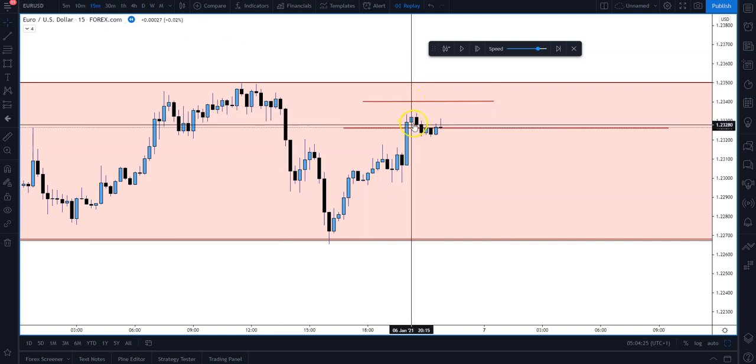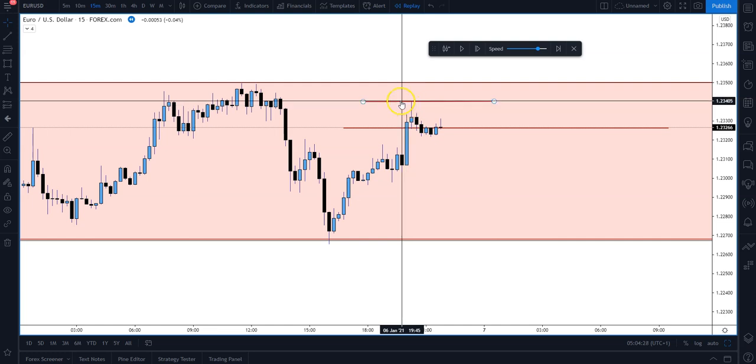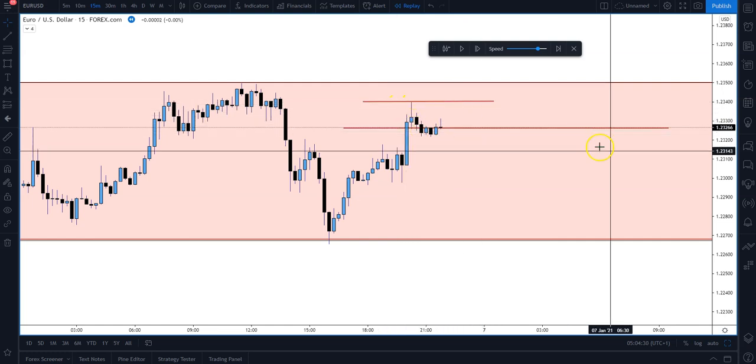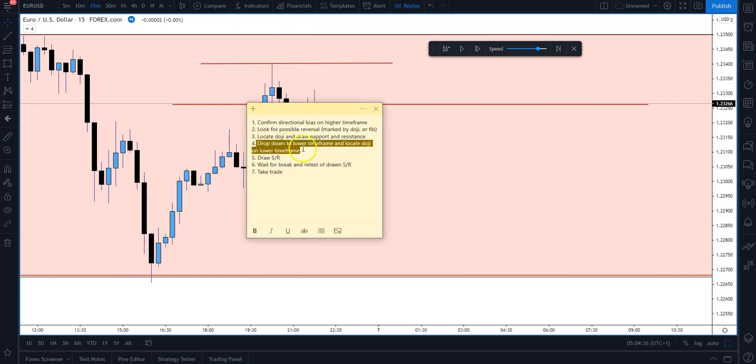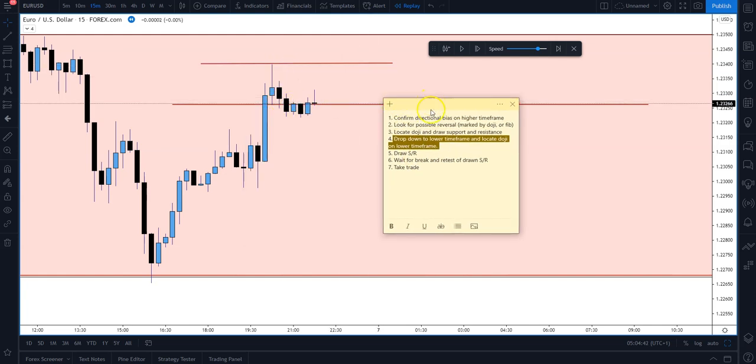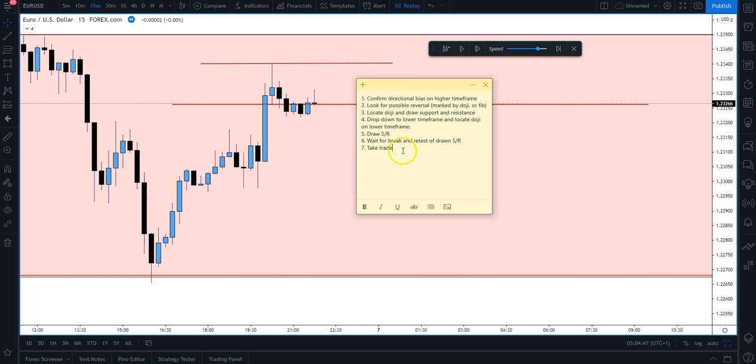As long as you know, I'm just teaching you all the tools so you can get familiar with them. So this is a Doji right here that I mark on a lower time frame. Jot down: locate Doji on lower time frame, draw support resistance for that Doji, wait for the break and retest of drawn support resistance, and take trade to next order block of higher time frame.